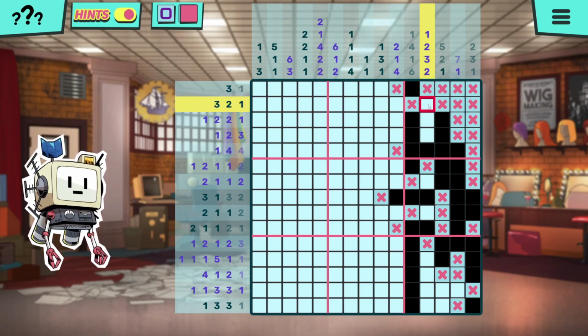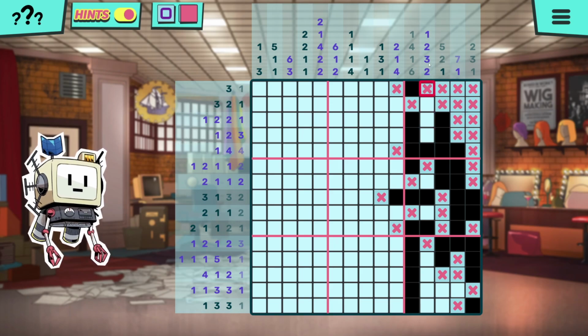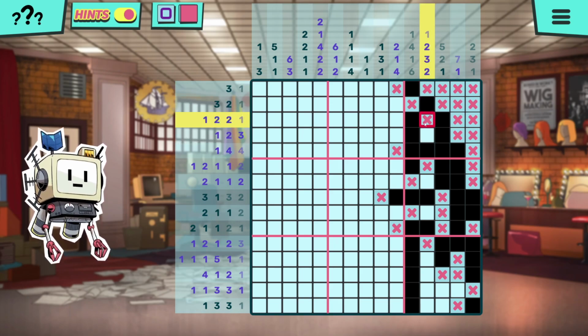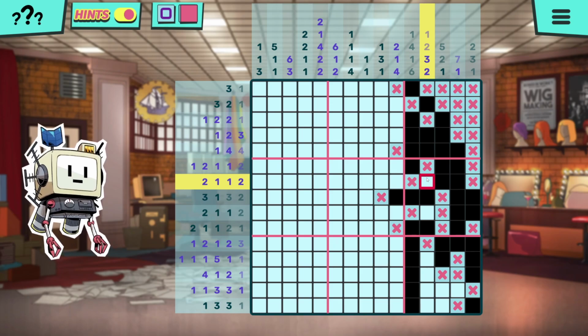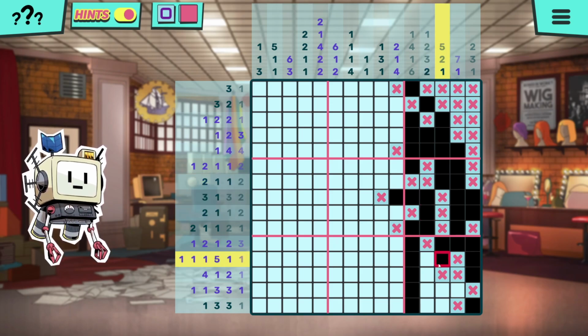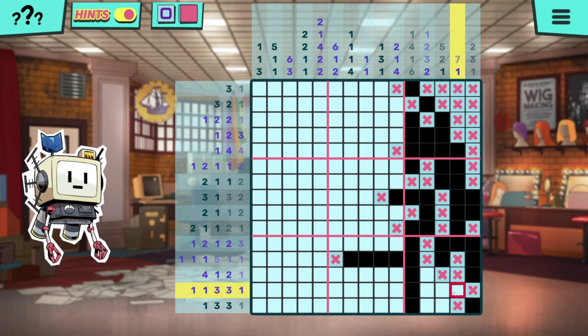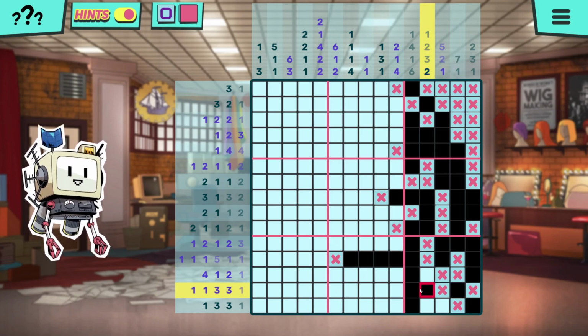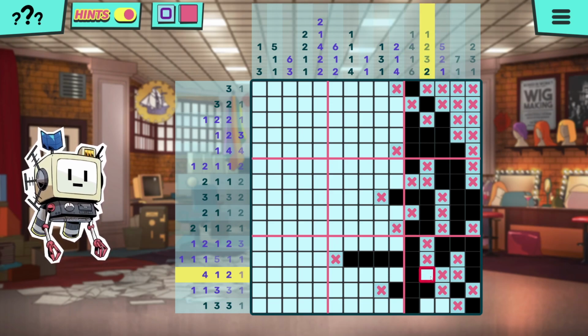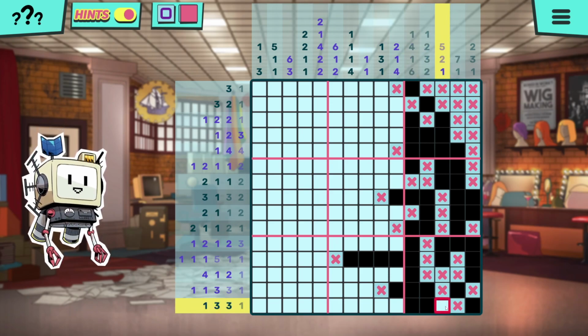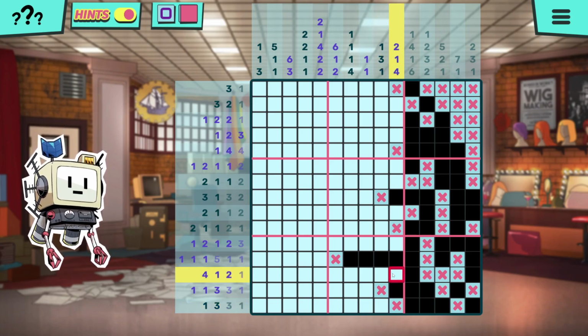This is most likely the 1. We know that this goes 1, blank, 2. Connect a 3. Bang. 5. We know this goes 1, 3. Okay, that's one of the 3s.